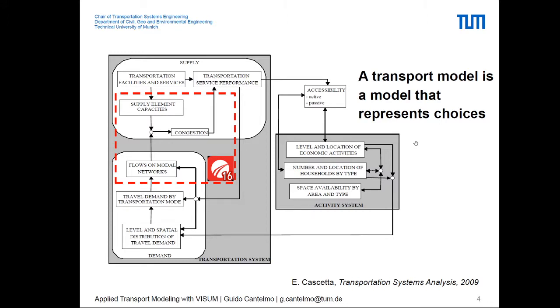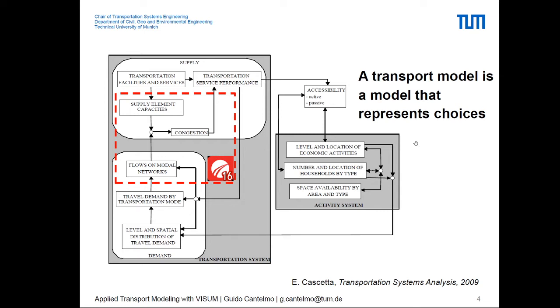So we already discussed this framework. This is the typical framework of a transport model. A transport model is a model that represents choices. And this model is composed of three different levels. We have the supply, which represents the transportation facilities and services, together with the characteristics of these services, such as the capacity of a certain road segment.